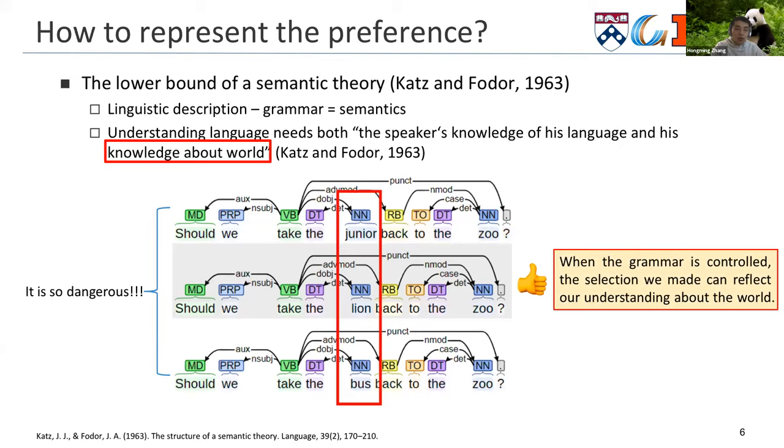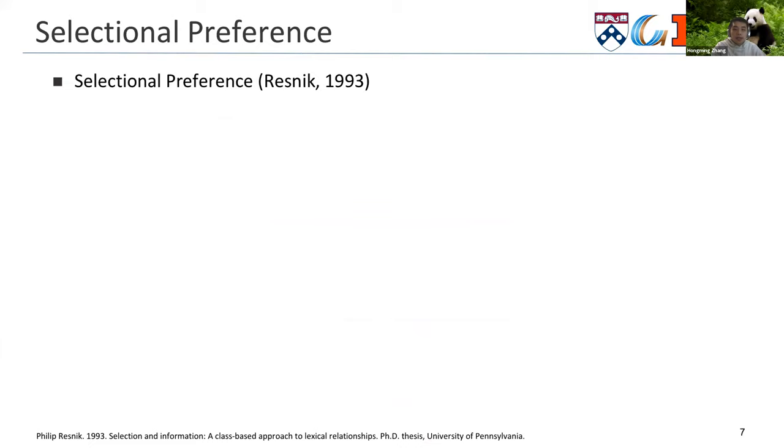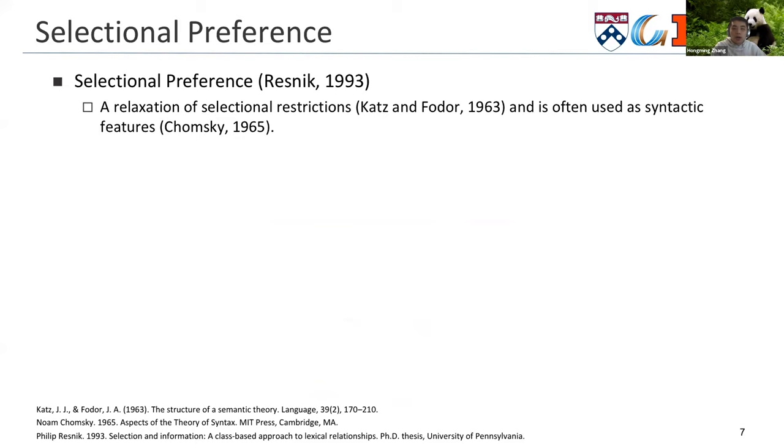Historically, people used to call such grammar-based semantic preference by the term selectional preference, or semantic fit in some other literature. Basically, selectional preference is a kind of relaxation of the selectional restrictions and is often used as an important kind of syntactic feature. Originally, it was only applied to the is-a hierarchy in WordNet and verb-object relations. So the idea of selectional preference is actually very simple.